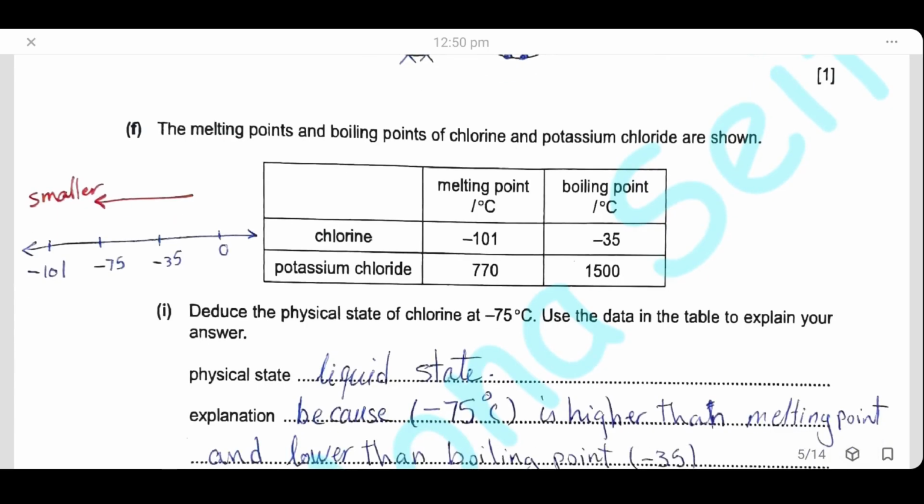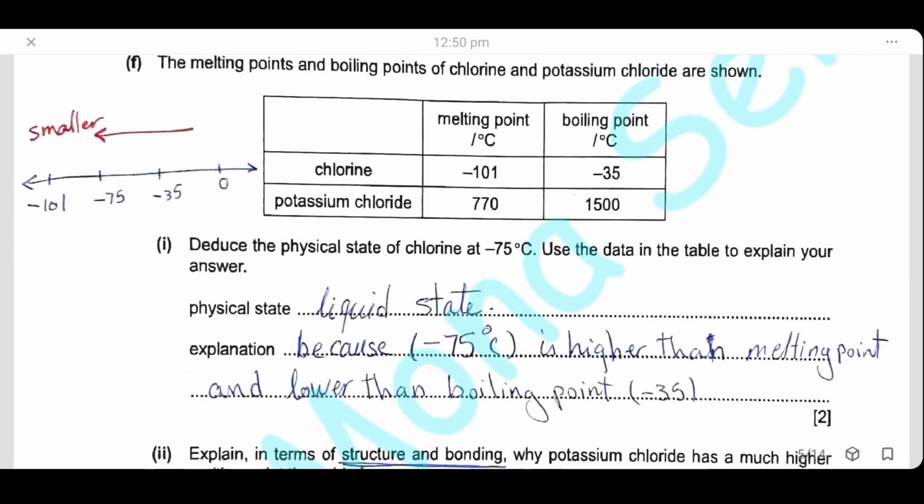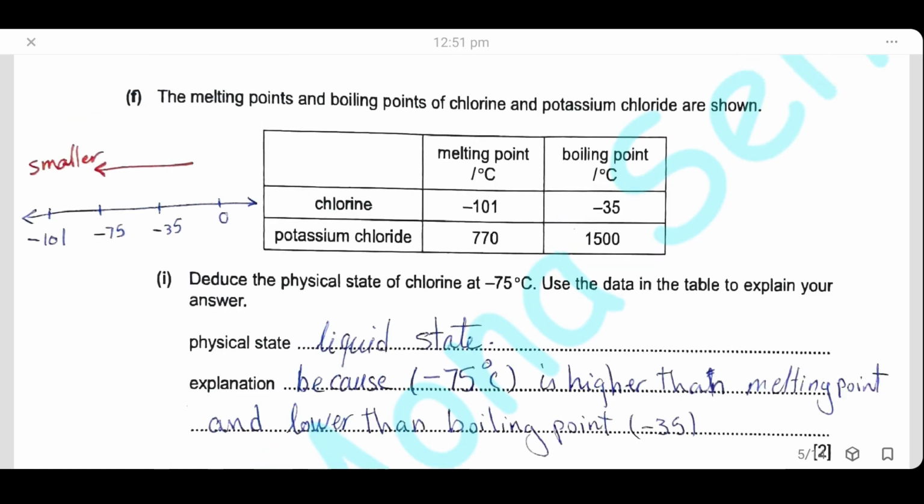F. The melting point and the boiling point of chlorine and potassium chloride are shown in this table. Deduce the physical state of chlorine at -75 Celsius. Use the data in the table to explain your answer. Here, it's much easier to draw a number line where -75 can be shown between -35 and -101. Of course, -75 is smaller than -35 and is bigger than -101.